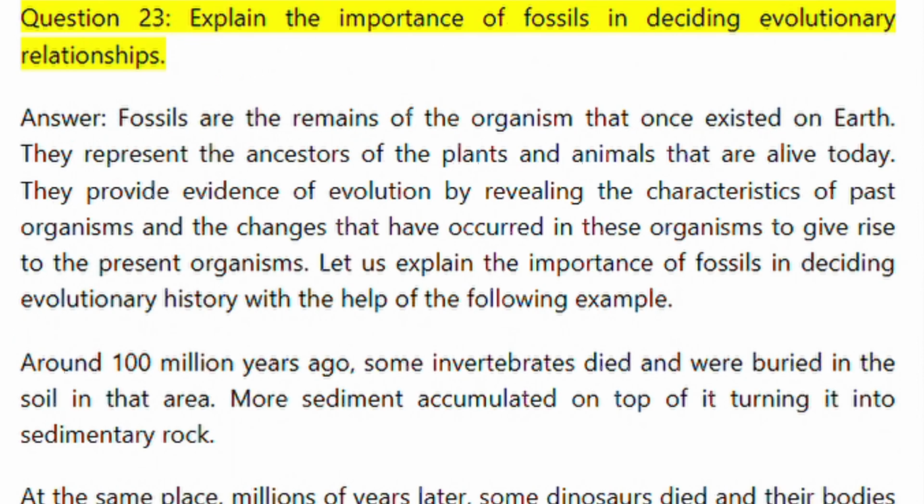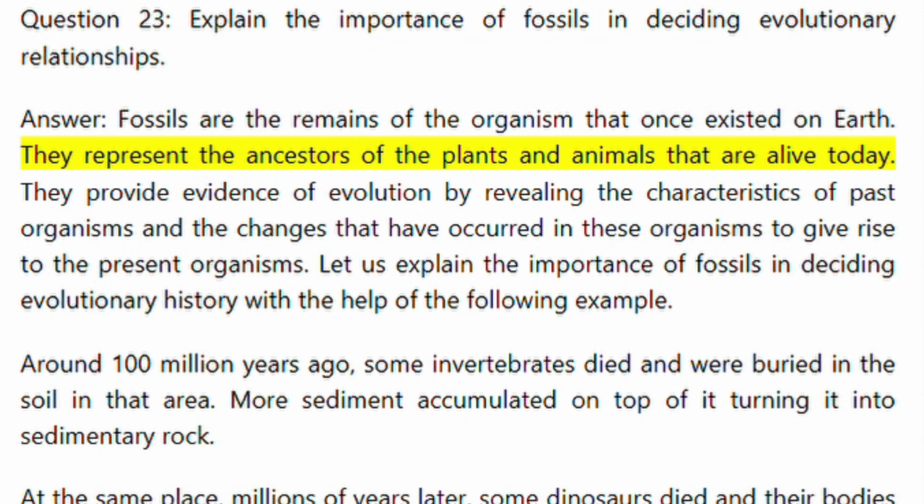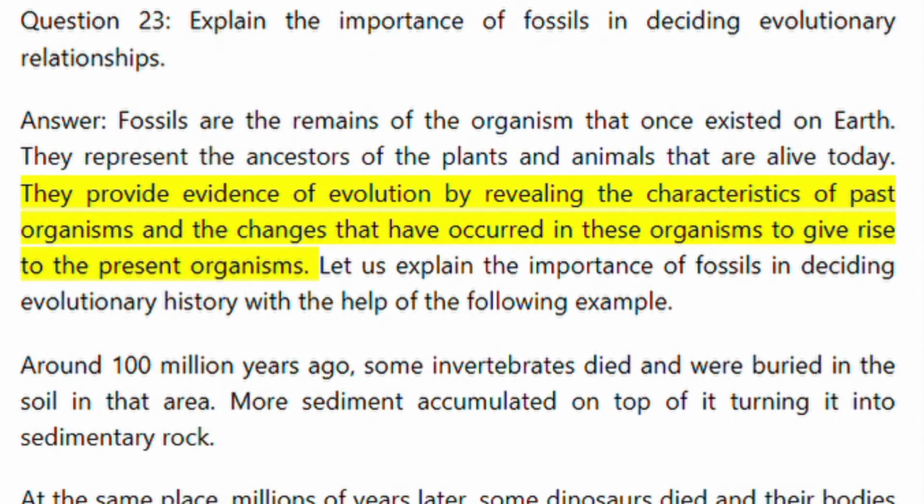Question 23. Explain the importance of fossils in deciding evolutionary relationships. Answer. Fossils are the remains of the organism that once existed on Earth. They represent the ancestors of the plants and animals that are alive today. They provide evidence of evolution by revealing the characteristics of past organisms and the changes that have occurred in these organisms to give rise to the present organisms.